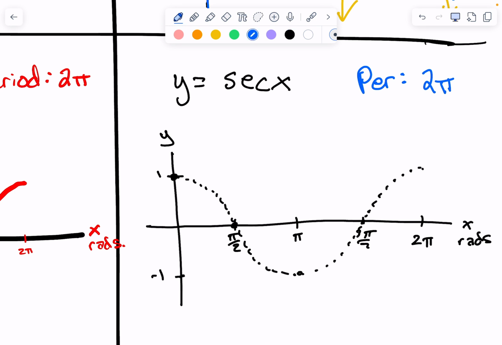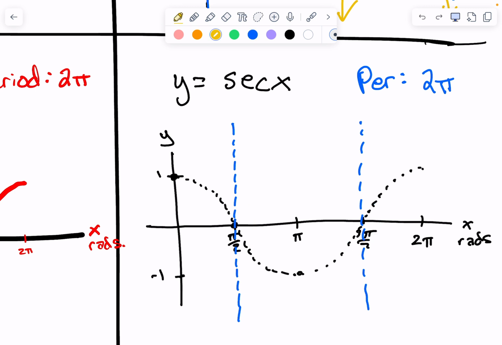Okay. Now, secant is exactly the same thing as cosecant. Where do my vertical asymptotes live? Pi over 2 and 3 pi over 2. Because, where does he touch? It's where cosine touches the middle line, where he crosses through, so we know we have a vertical asymptote there and there, right? Okay?